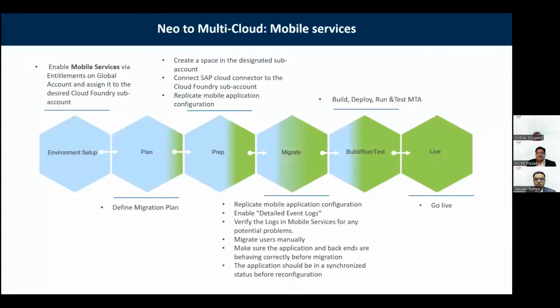Some things, like users, you need to migrate manually, and configuration has to be done manually, and again the backends, as I said. Backends also need to be in sync when it comes to migration. Before migration, we have to be very clear about the backend applications and their behavior, and after migration, how the application is behaving. If any connectivity is lost, the application may not work. That's where the application should be in synchronized status before reconfiguration.